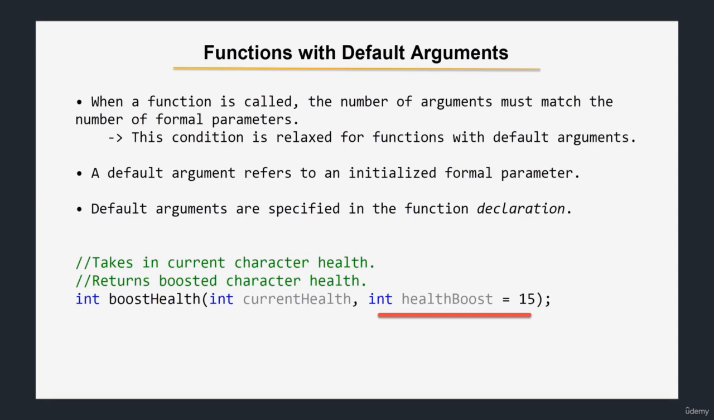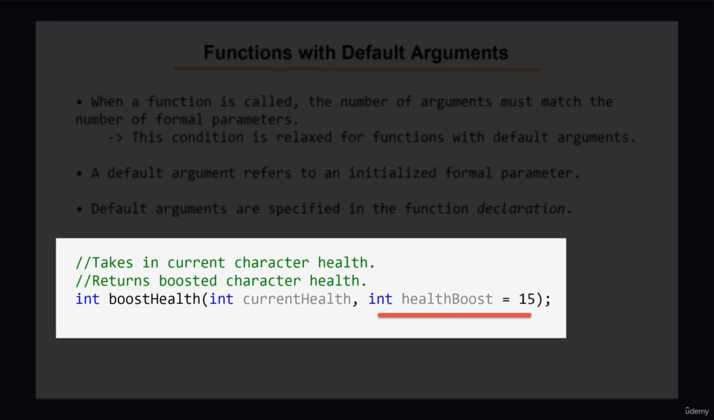You can see I have a simple example here. It takes in the current character health and it returns the boosted character health. So it returns an integer, it's not a void function. The function name is boosted health. In the first formal parameter we have the current health, so it takes in as an argument the current health. Then you can see the second parameter is like a variable that is declared and initialized in the same statement. But because this is a function, this means that we are assigning a default argument to this parameter.